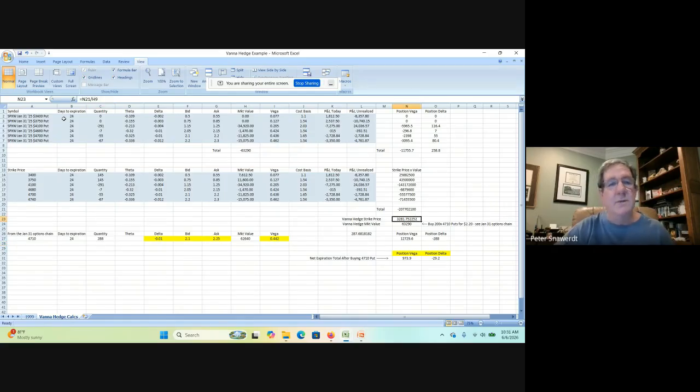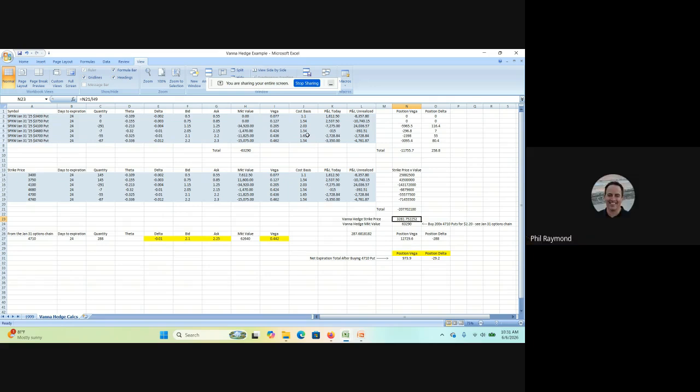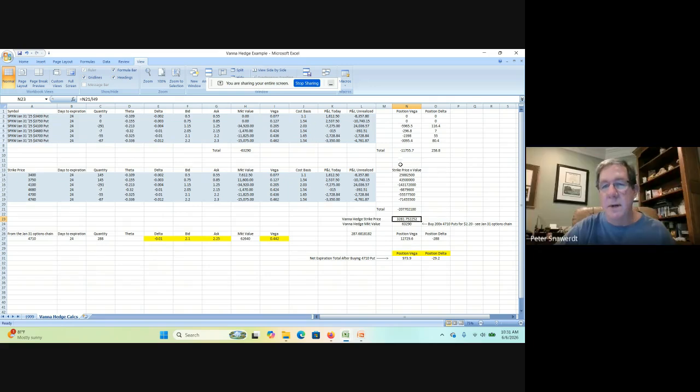Why did my strike price change? What was that? What did I do wrong? H21. I don't have an H21. Oh, N21. What is N21? Right there. I see. I didn't take them out of here. I need to do that too.